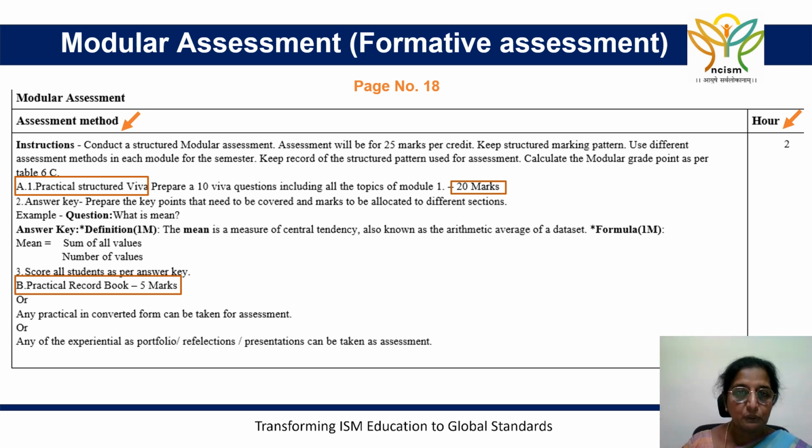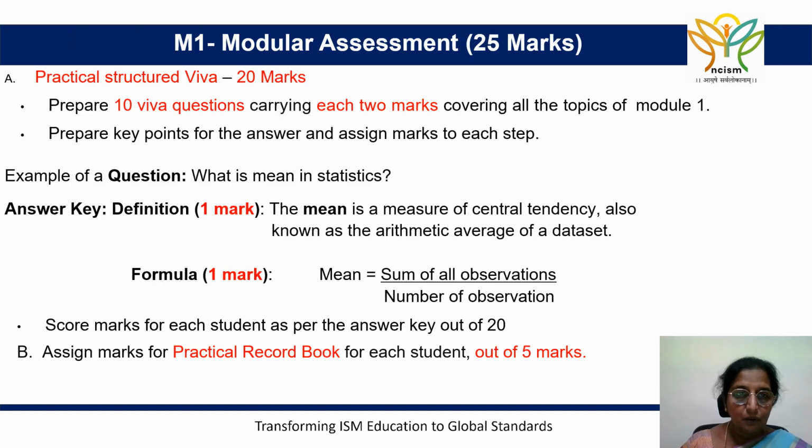This is a view from page number 18. Modular assessment methods are listed, and here you can see A, 1, practical structured viva for 20 marks, B, practical record book 5 marks, and 2 hours has been allotted for this assessment method. What is practical structured viva?